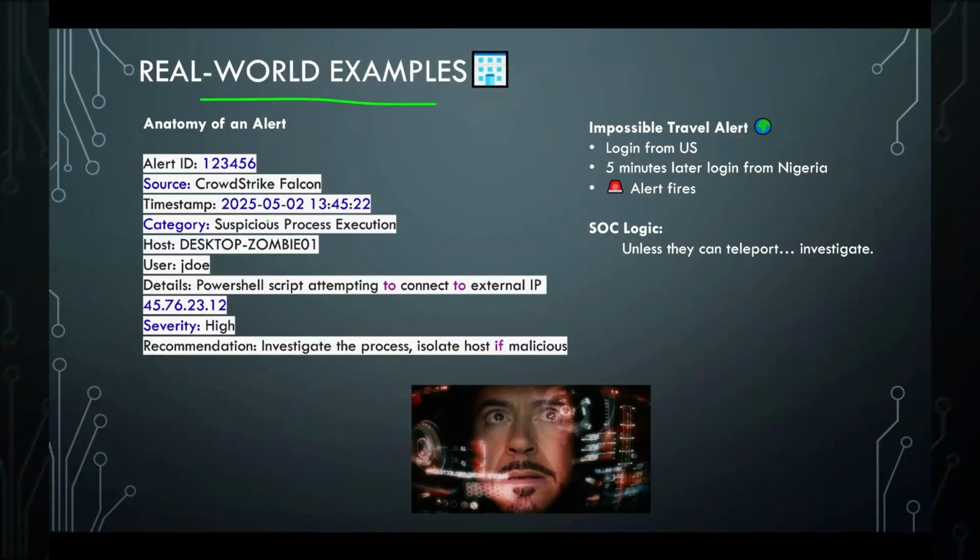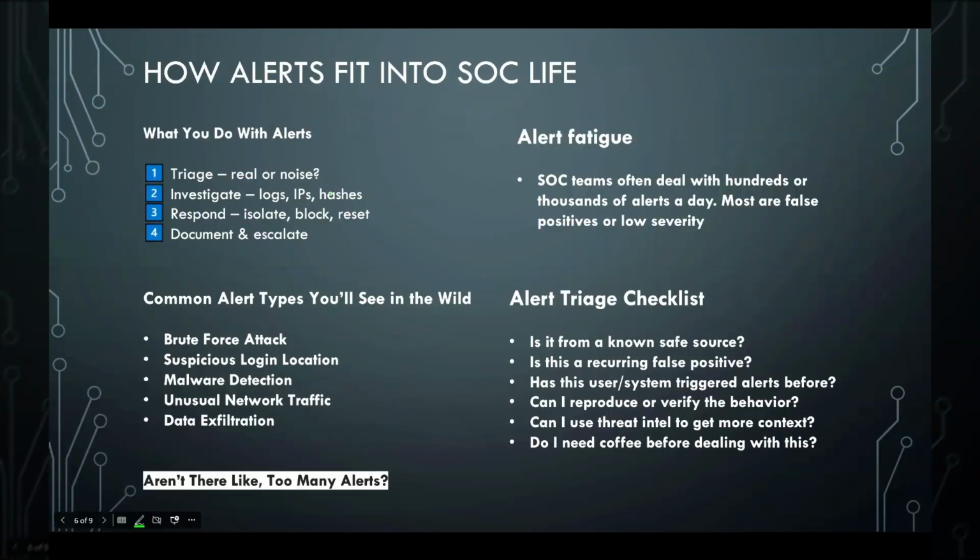So let's break it down. Here you can see an alert which is generated. There is an ID of the alert, the source is CrowdStrike Falcon, the timestamp when it was generated, and the category of the alert: suspicious process execution. Then which is the host, desktop zombie 1, who is the user, the details of the alert, the IP address, and the severity of the alert, which is high, and also the recommendation: investigate the process, isolate host if malicious. Very simple, right? But this little nugget can lead you down a rabbit hole of investigations.